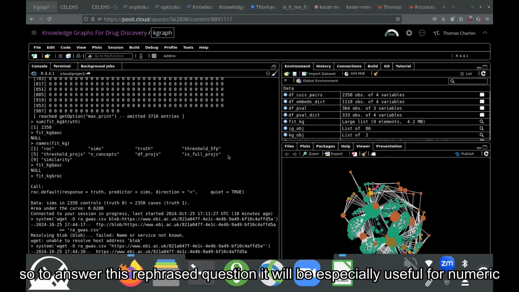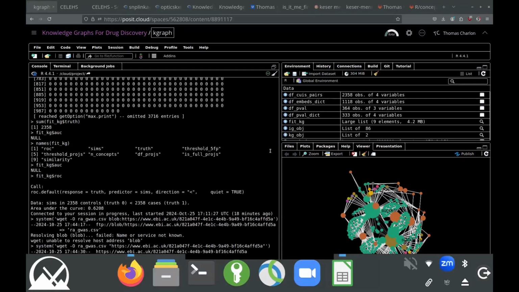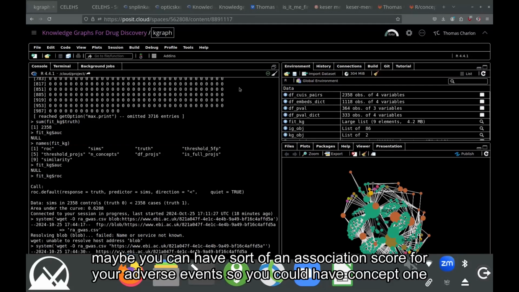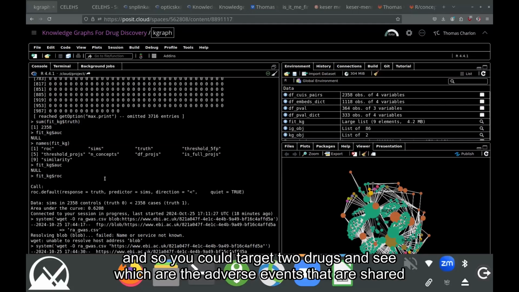So to answer this rephrased question, it will be especially useful for numeric variables. You can do adverse events, but you would probably have to put your weight as one. Maybe you can have sort of an association score for your adverse events. So you could have concept one, your medications, concept two, your adverse events. The weight could be the frequency. And so you could target two drugs and see which are the adverse events that are shared.